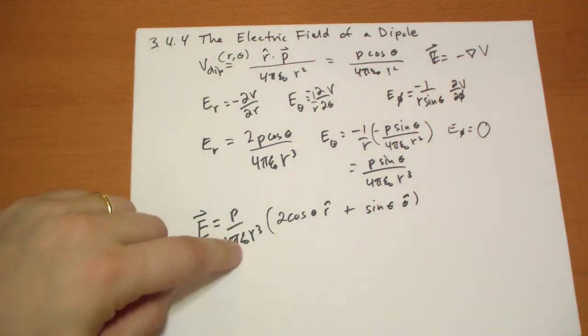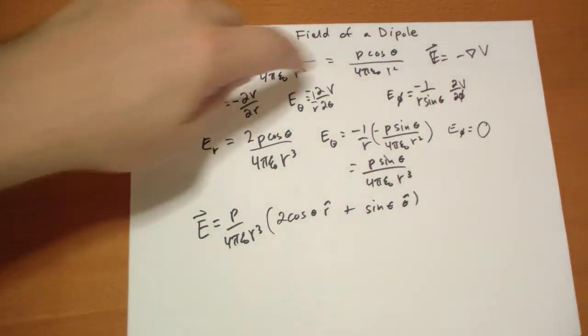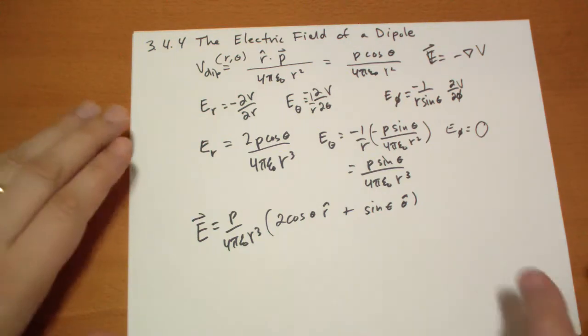Remember, quadrupoles go as 1 over r to the 4th, octupoles 1 over r to the 5th, and monopoles just 1 over r squared, as you'd expect, because you differentiate and this always increases by 1. So the electric field of a dipole goes as 1 over r cubed. Now, the actual field, what it looks like when you have a pure dipole.